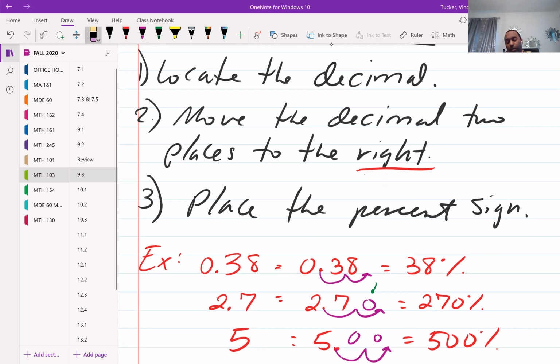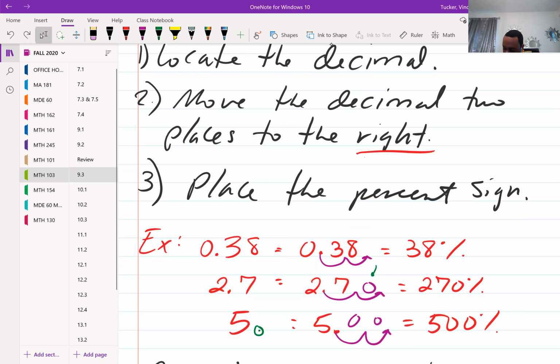Then looking at just the number 5, once again, if you don't see a decimal, they assume you know it's furthest to the right of that last digit. So in this case, that decimal would be to the right of the 5, and you move it 2 places to the right. That would be 500%. Use zeros as placeholders. All right. Questions?